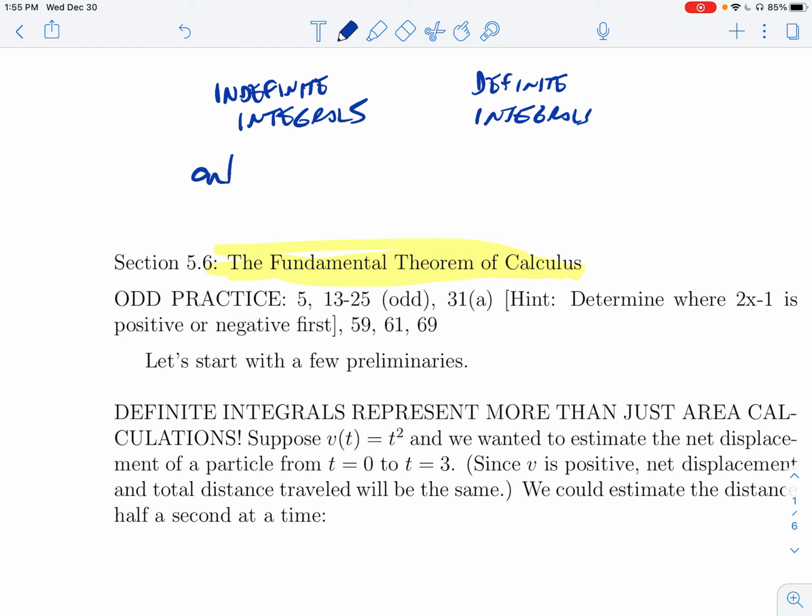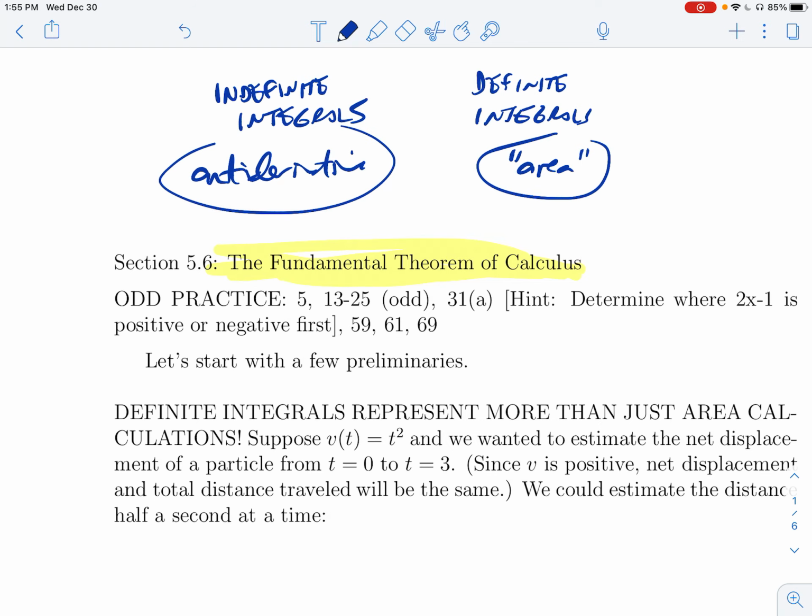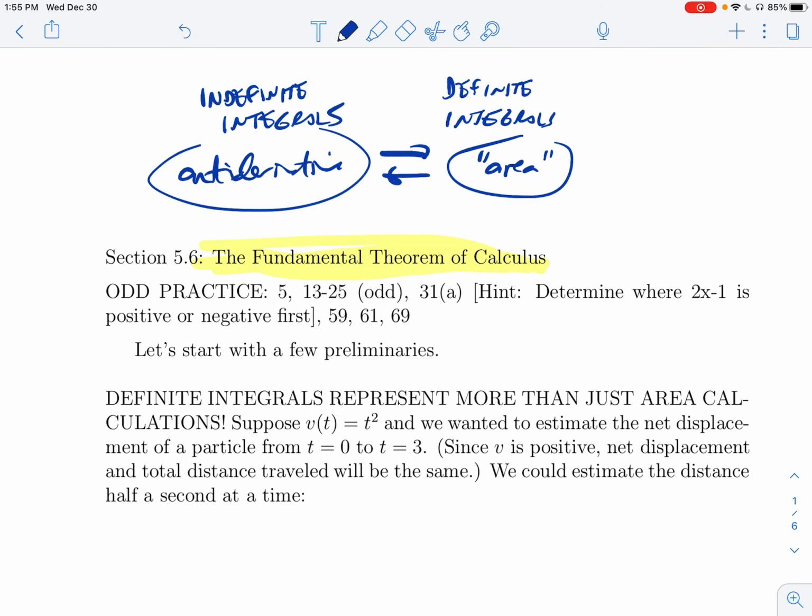An indefinite integral is an antiderivative, and a definite integral has different interpretations, but the go-to one is that it represents an area, and we are going to see how these things are related. That's what we're going to accomplish with the fundamental theorem of calculus.